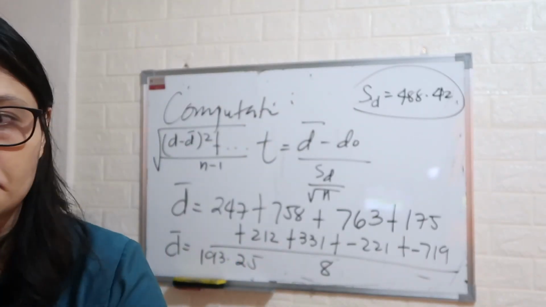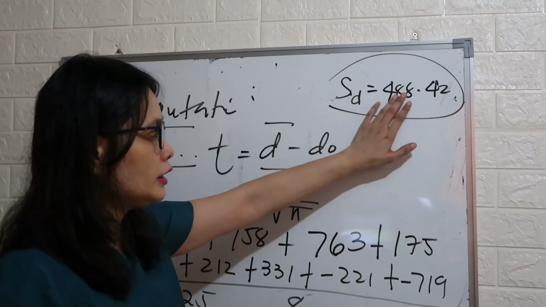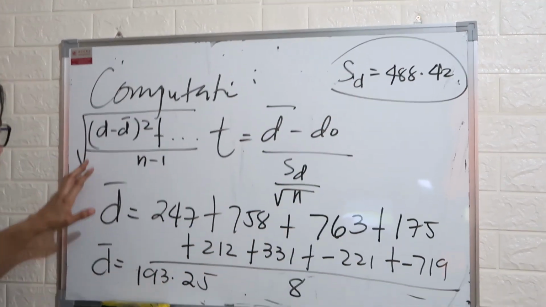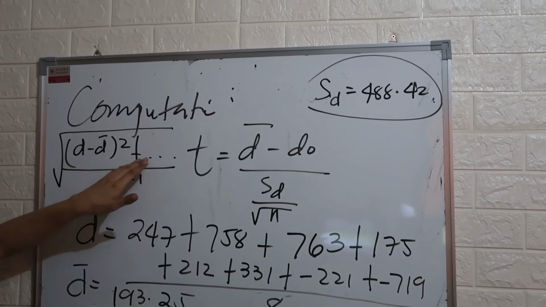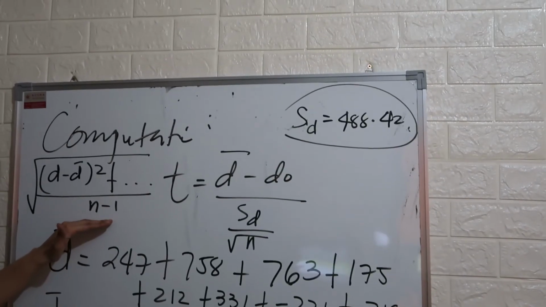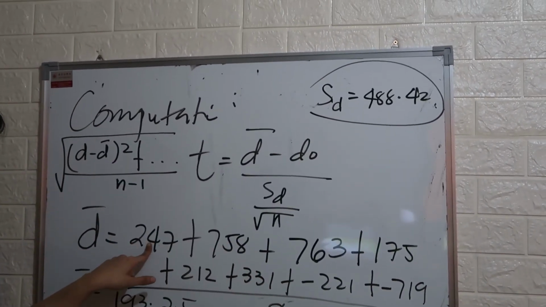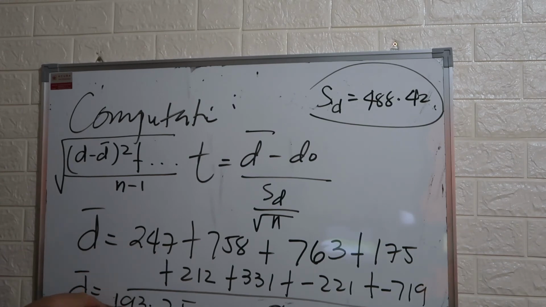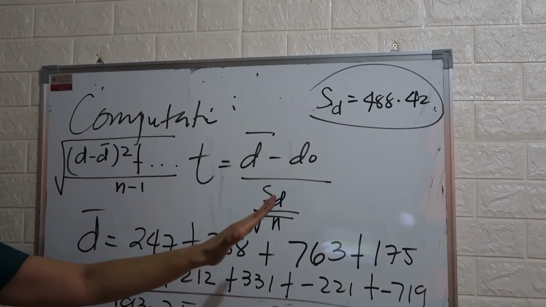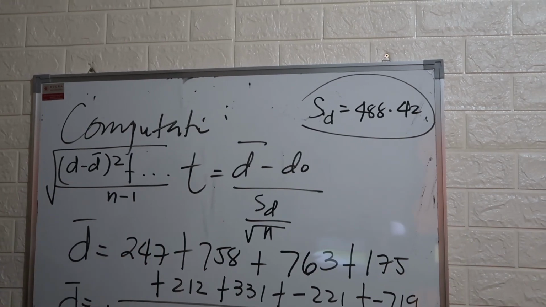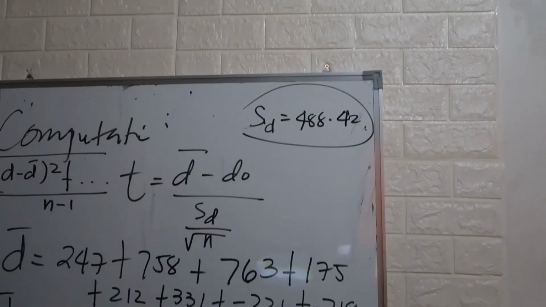So the standard deviation is 488.42. How do you get that? This is the formula: D minus the mean difference squared plus and so on and so forth, all over n minus 1. Meaning, yung difference nung day 1 and day 2, which is 247, minus the mean difference, which is 193.25, squared plus so on and so forth, all over n minus 1, which is 8 minus 1 is equal to 7. So your standard deviation of the difference is 488.